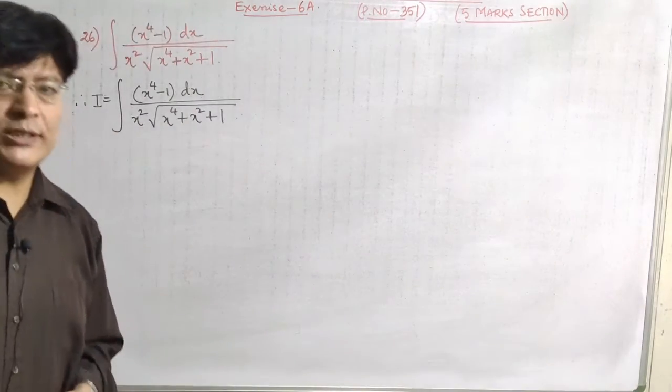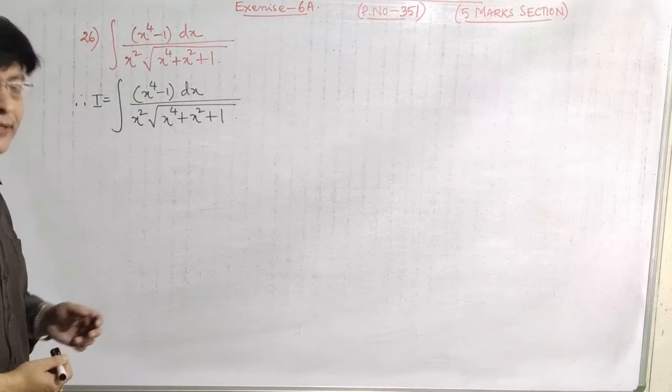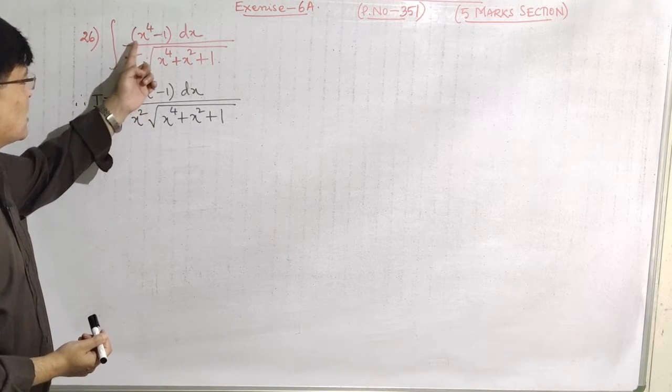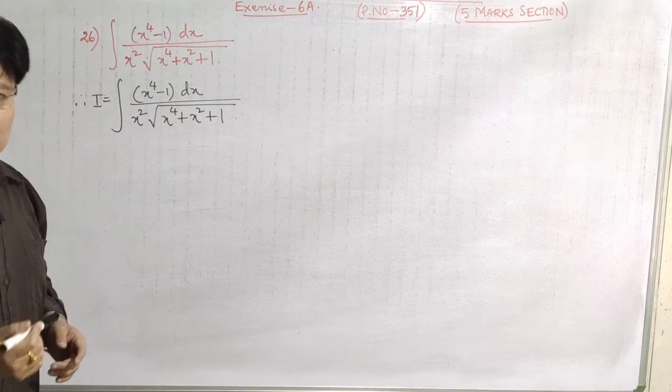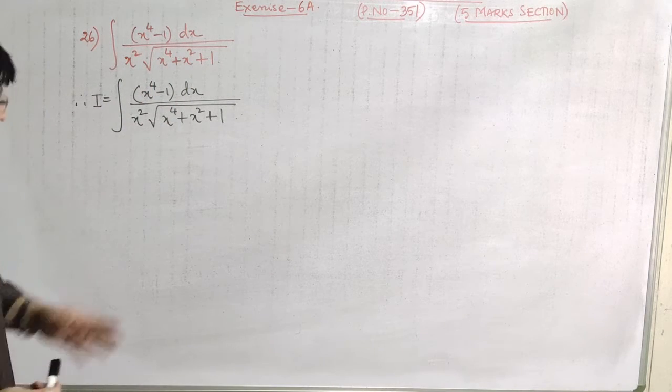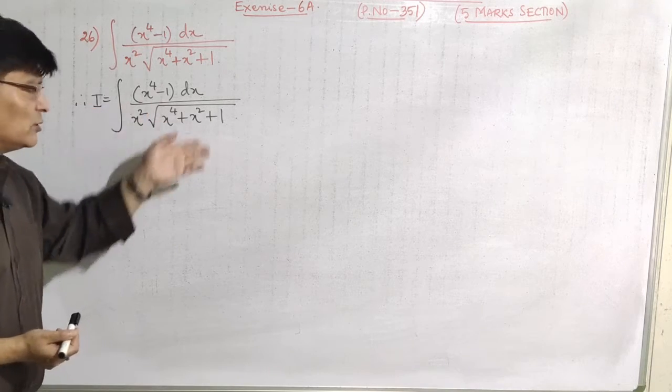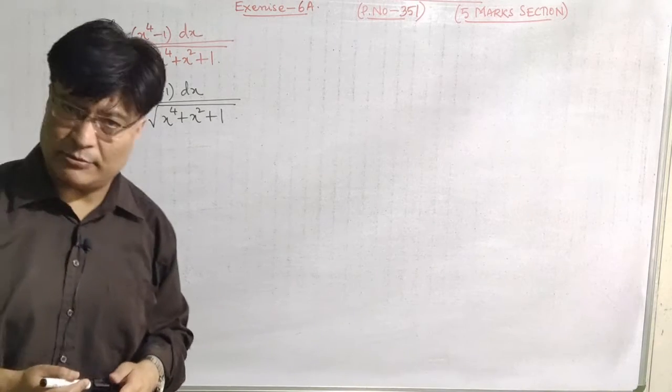So now let us do this integration, that is question number 26. Evaluate integral sine x to the power 4 minus 1 dx divided by x square root under x to the power 4 plus x square plus 1. So let us write here I is equal to this expression. So how will you evaluate this integration?